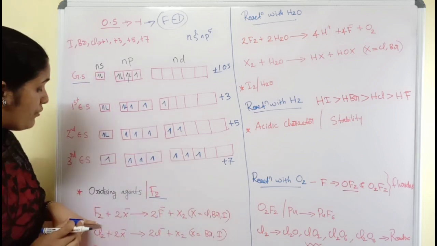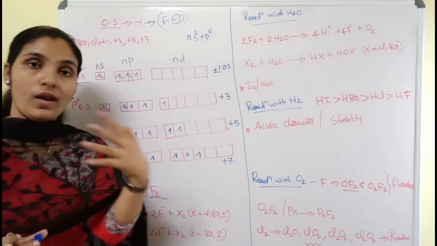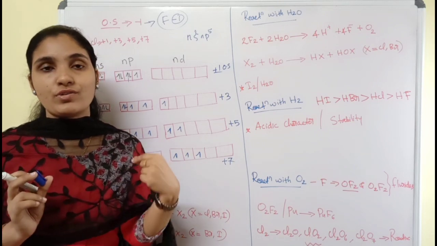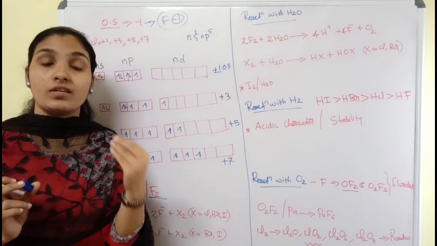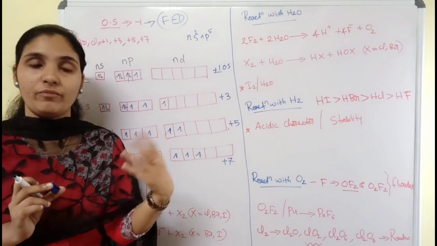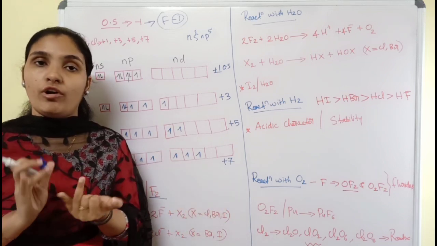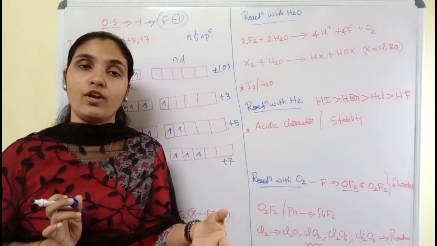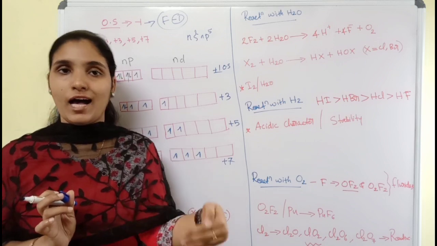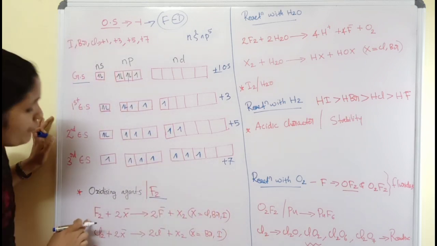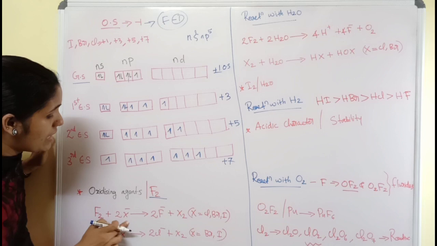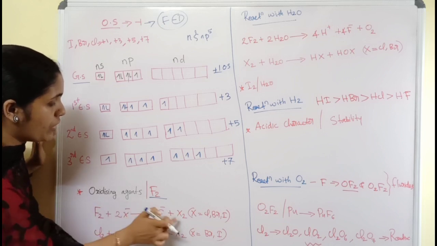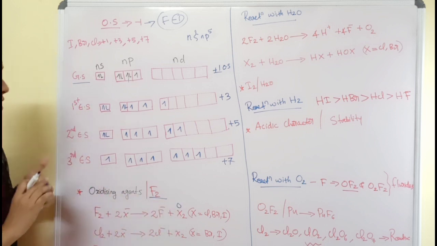That means fluorine can oxidize all other halogens. The general fact is that one halogen can oxidize other halogens with greater atomic number. So with respect to fluorine, chlorine, bromine and iodine all have greater atomic number. So fluorine can oxidize all those halogens. So we can see fluorine can oxidize halide ions: 2X- turns to X2, so -1 to 0, here oxidation takes place.